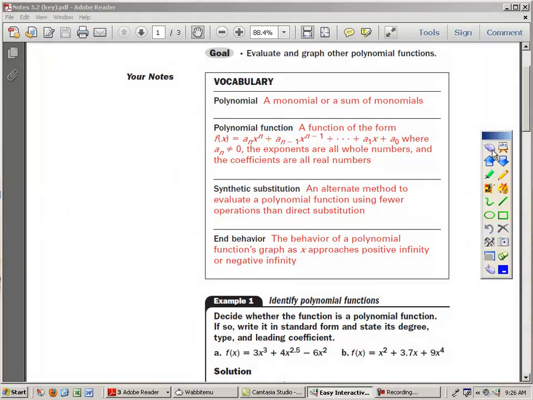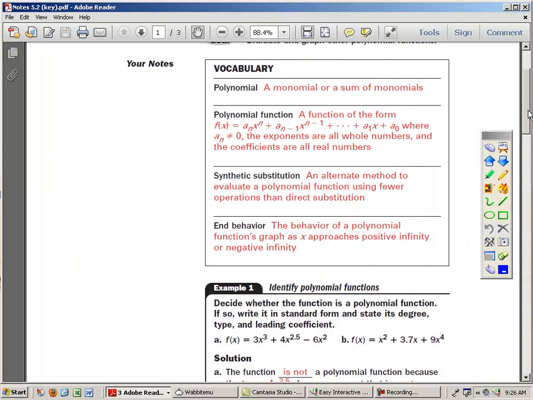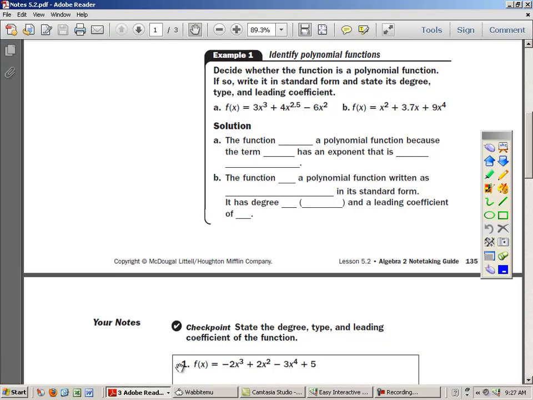Functions have lots of different humps and shapes and things that they do in the middle. But the big thing is, what do they do at the ends? And that's primarily what we'll be focused on in this section.